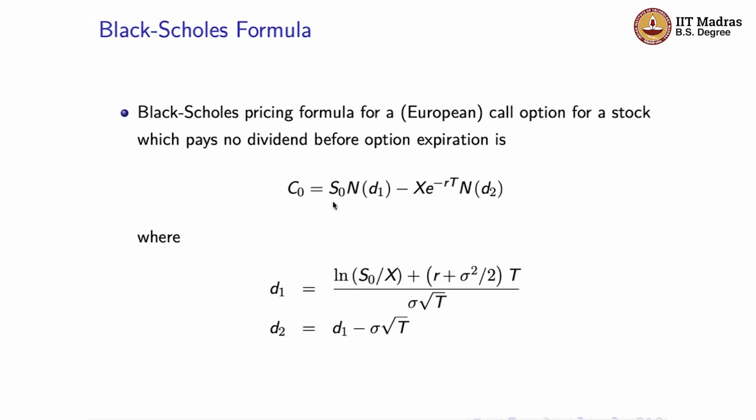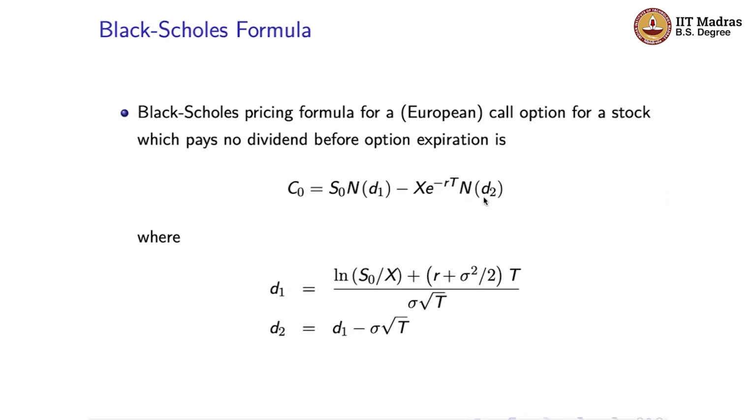So what are these symbols? We are going to go through them, but first note that this N(d1) is basically saying that we are evaluating this function N at d1 and we are multiplying it by S0. So what is d1? d1 is also something which is going to be dependent on the inputs that we are putting. So d1 is the ratio of log of S0 by X plus r plus sigma square by 2 multiplied by T, divided by sigma root T.